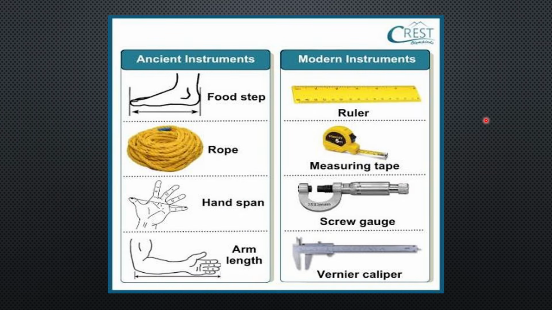These are the ancient methods of measuring certain objects like footstep, rope, handspan and arm length. These were the traditional methods to measure the length of an object. Whereas these are the modern instruments used now, like a ruler to measure any kind of object, measuring tape, screw gauge, and vernier caliper, which is also used for measuring diameters or circular things.